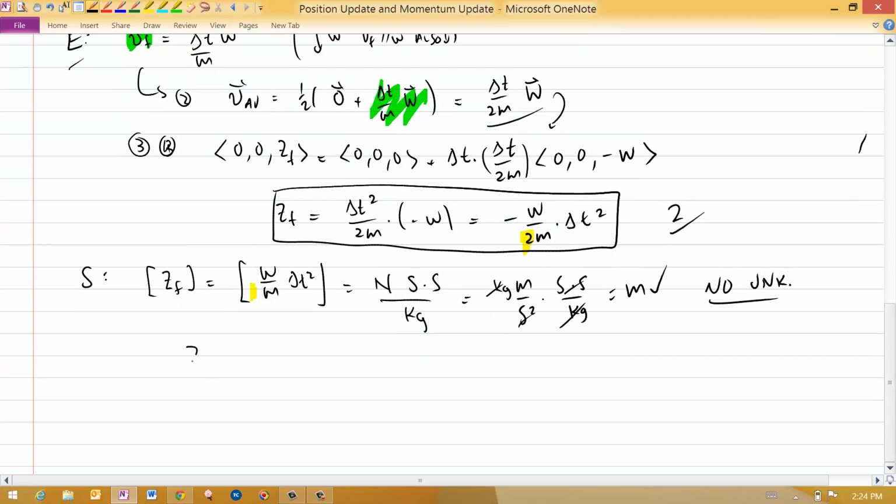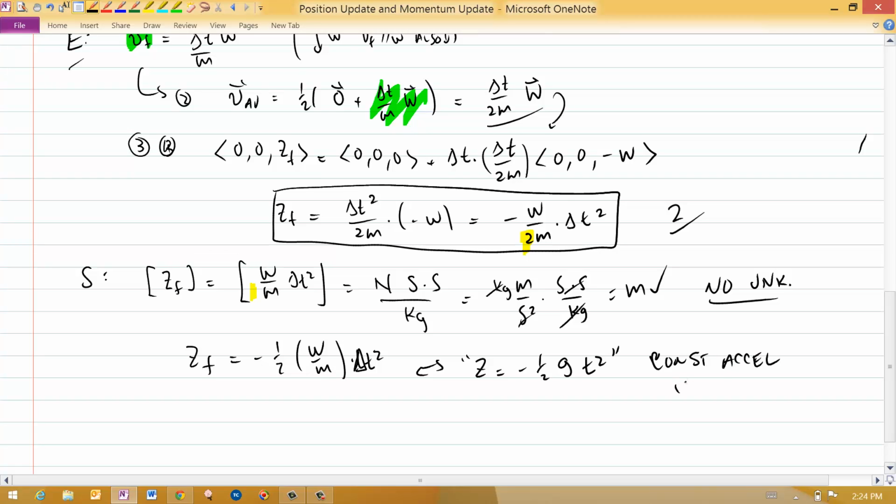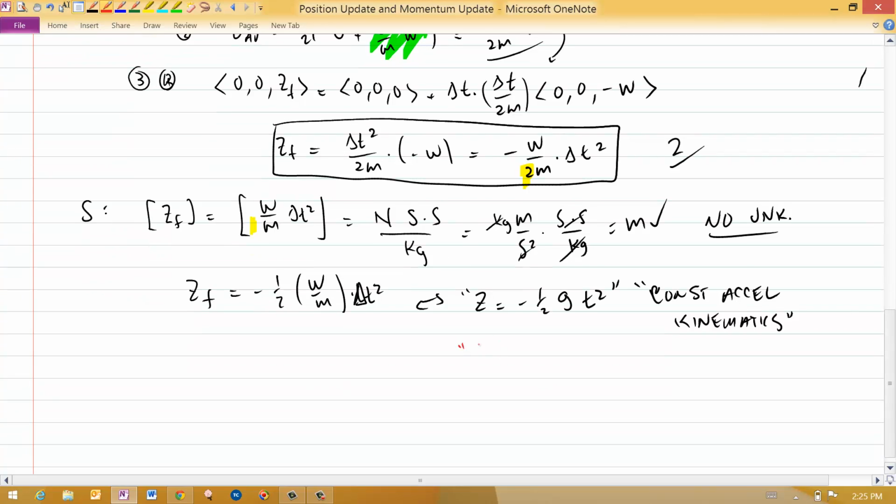And now let's check. Z final is minus 1/2 weight divided by m times delta t squared. This should look to you something like z is equal to minus 1/2 g t squared in a different kind of a problem, a constant acceleration kinematics deal, if you've taken a physics course before. And if you have not taken a physics course before, in high school or so, then you may not have seen this constant acceleration idea. If you try to use one of these constant acceleration ideas, like saying at the beginning, z is equal to z0 plus v0z t plus 1/2 minus g t squared, if that's where you start off, there is no fundamental idea here.